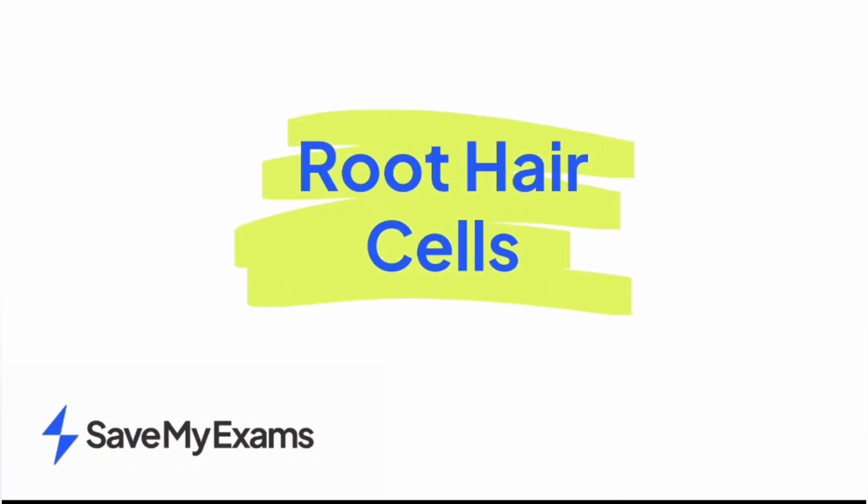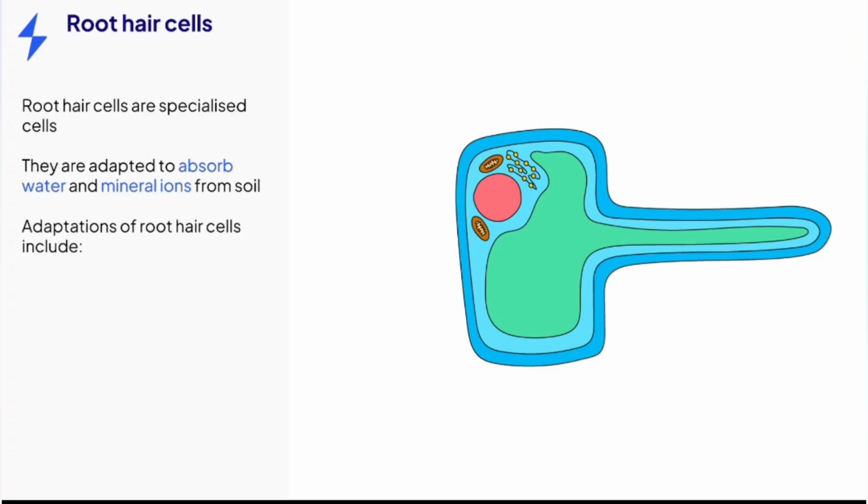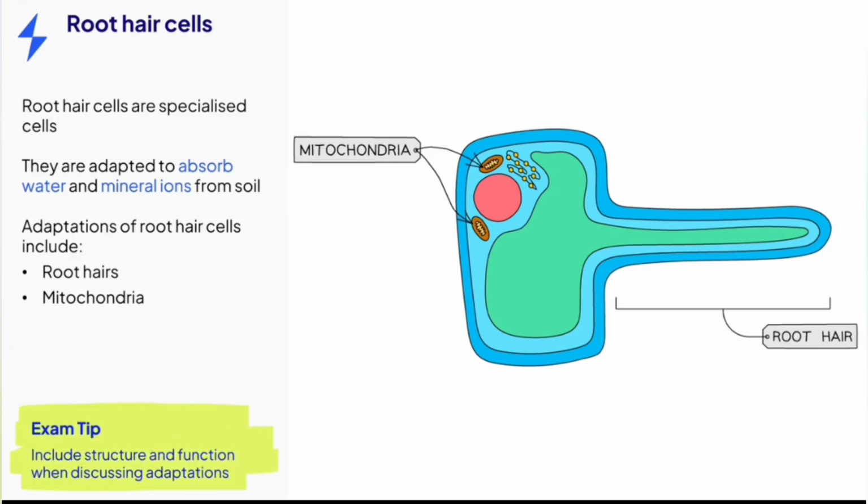Root hair cells are specialized cells found in plants. They are adapted to aid the absorption of water and mineral ions from the soil. Adaptive features include root hairs, long extensions of the cell that increase the surface area for absorption, and mitochondria, which release energy for active transport. Remember to always include structure and function when discussing adaptations.